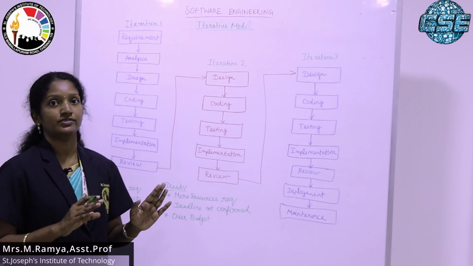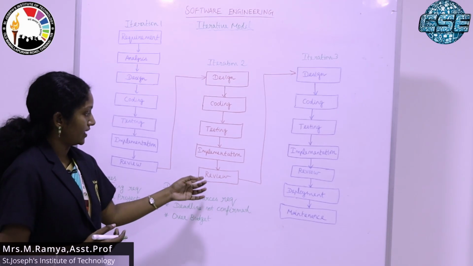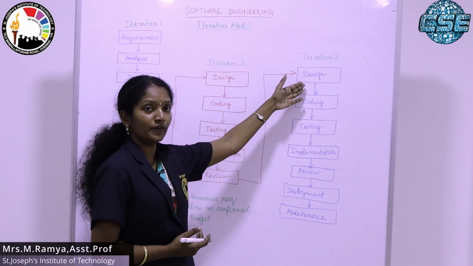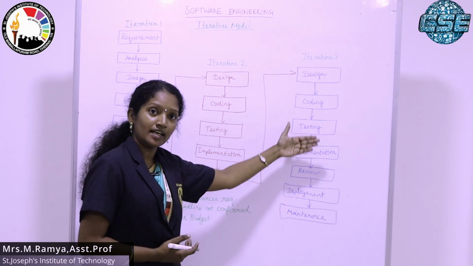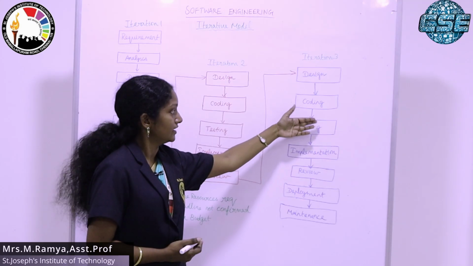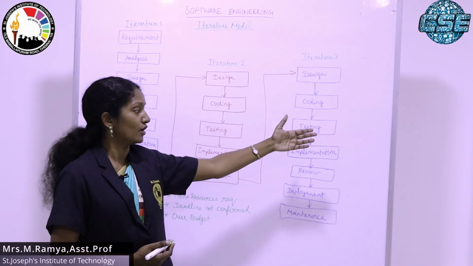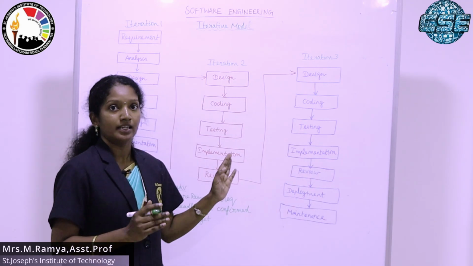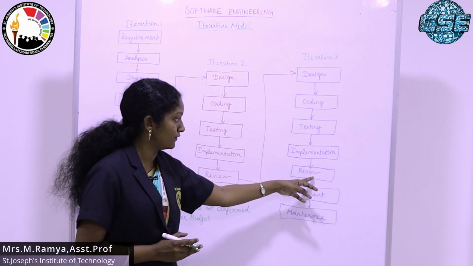Still, if the customer is not satisfied with the product, and if he has any feedback, then what happens is, based on the customer feedback, again we are moving on to iteration 3. So again we are doing the phases again and again. Again we are doing the design part, and after that coding is done, and after the coding, it is tested whether it is working correctly or not. After that we are doing the implementation. The complete product is created, and after the implementation, review is done.